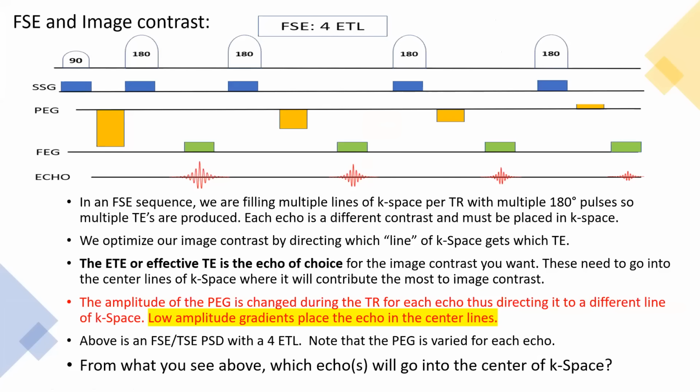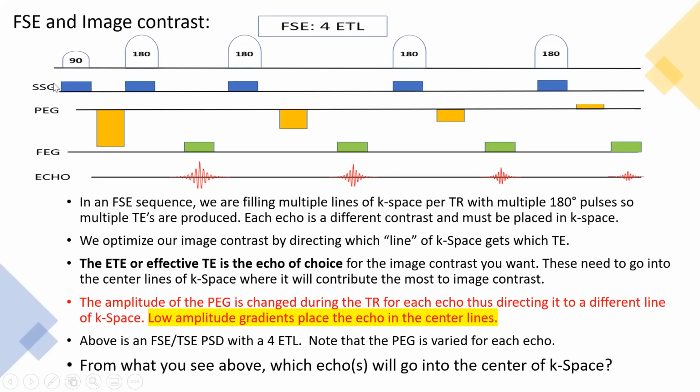So look at this example right here. Here's a fast spin echo. There's a 4 echo train. Okay, so great. So our scan time just got cut down to a quarter. You're filling multiple lines of K-space per slice per TR. Each one of those echoes gets a little bit more T2. So how do we put those echoes where we want them? We're going to change the amplitude of the phase encoding gradient.